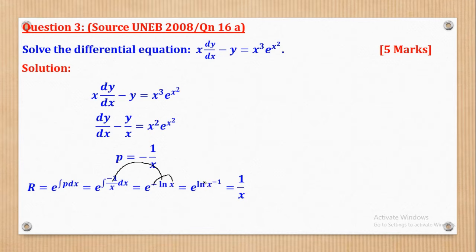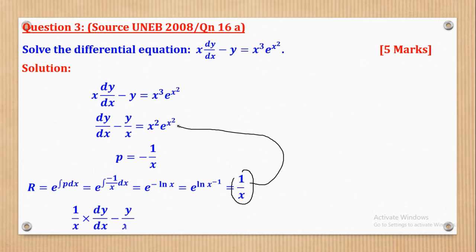Now this negative can go up here to become ln x to the power negative 1. Then from there, remember that the exponential and the ln cancel. You remain with x to the power negative 1. But x to the power negative 1 is the same as 1 over x. Therefore, that is step 1. Step 2 is to multiply this integrating factor throughout this differential equation. So I'll come and multiply throughout to come up with that.